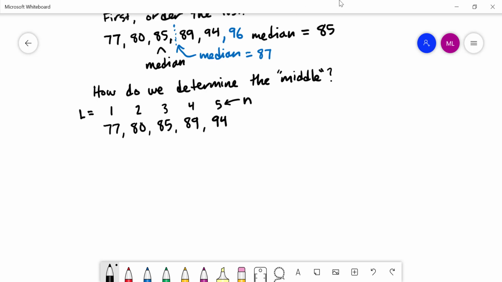And the way that we do it is the middle occurs halfway through the list. And when I say halfway, that means we can think of that mathematically. So the middle occurs at the halfway point.